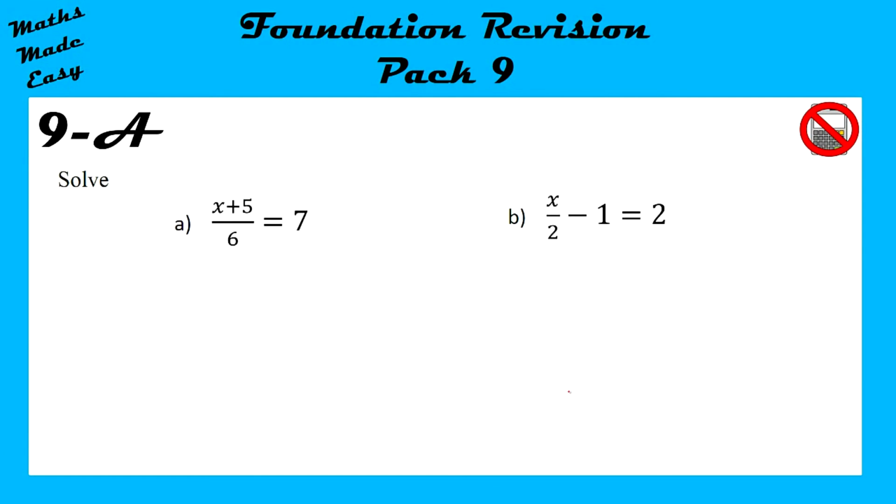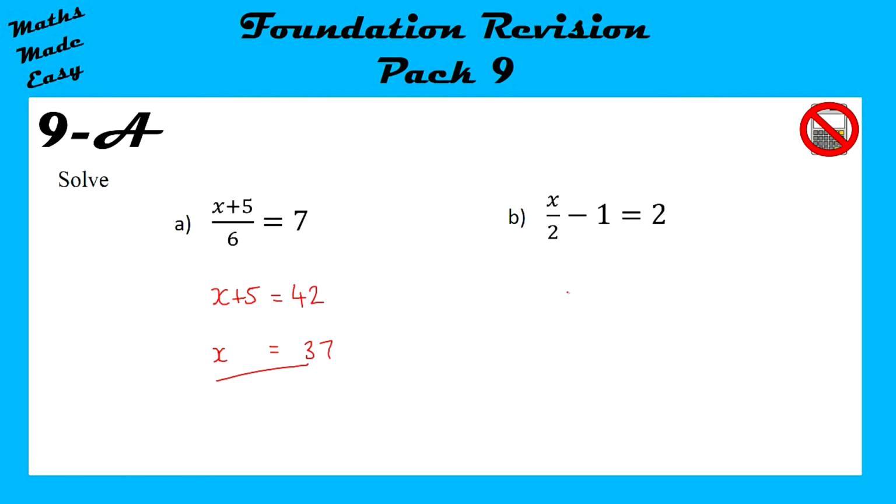Question 9a. So to solve this one, I can see that x has 5 added to it and then divided by 6, so I'm going to multiply by 6 first. That gives me x plus 5 equals 42. Then I'm going to subtract 5 from both sides, giving me x equals 37 as a final answer.